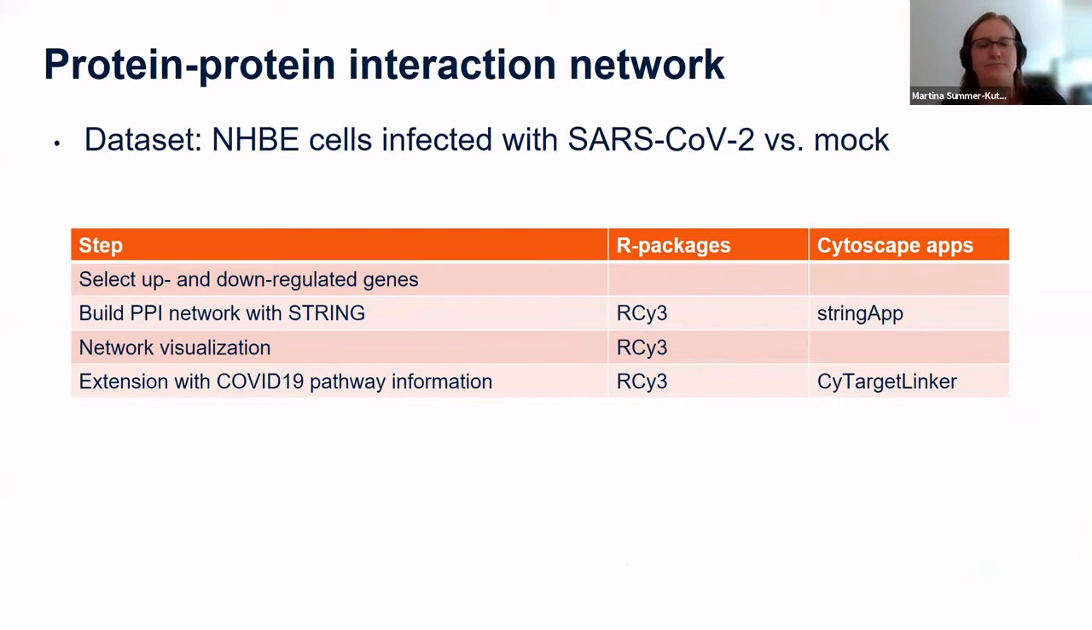We will then also think about how can we visualize this the best way? Can we maybe use a gradient to visualize the up and down regulation and so on? And we will extend this protein-protein interaction network with information from the COVID-19 pathway collection.